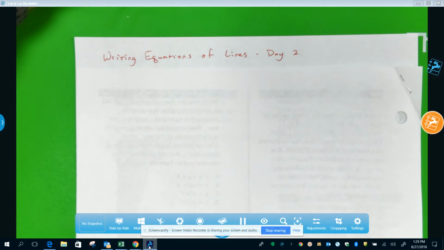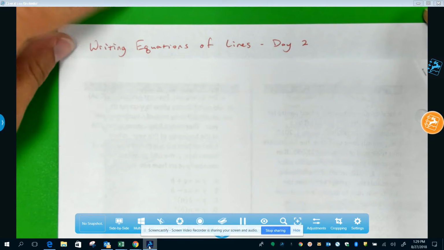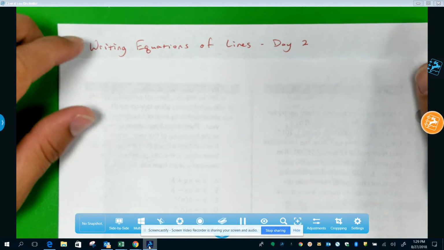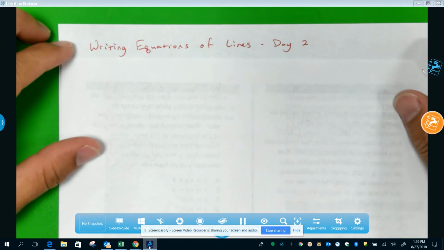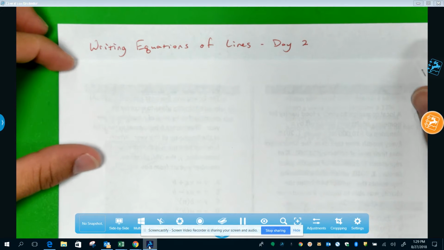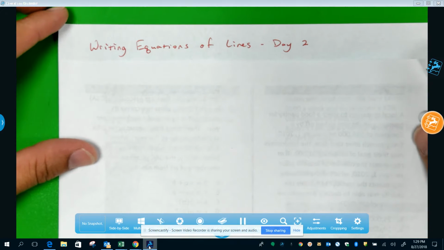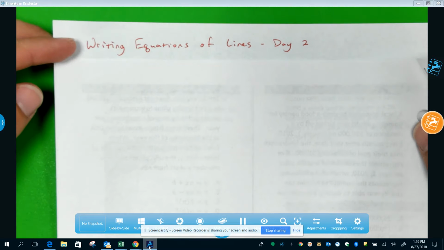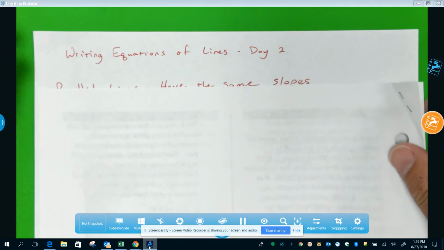All right, today we are looking at writing equations of lines, day 2. Today in class we talked about writing the equations of lines, looking at a graph, looking at 2 points that they give you, maybe looking at a point and the slope using the point-slope formula. We looked at several different ways to write equations of lines. Now today we're just adding one little extra thing to it, talking about parallel and perpendicular lines.